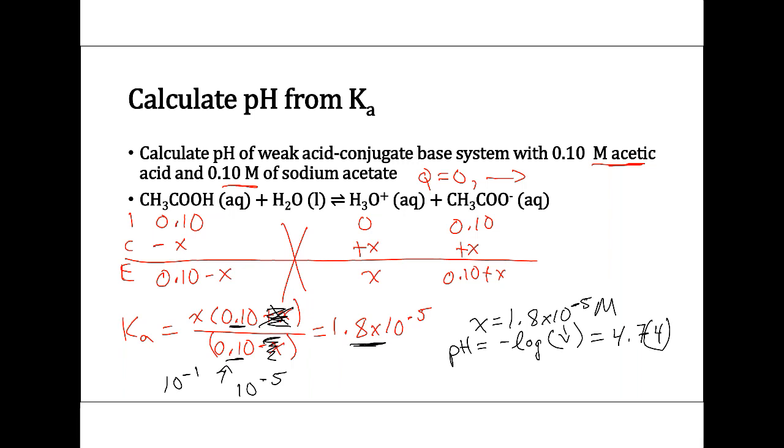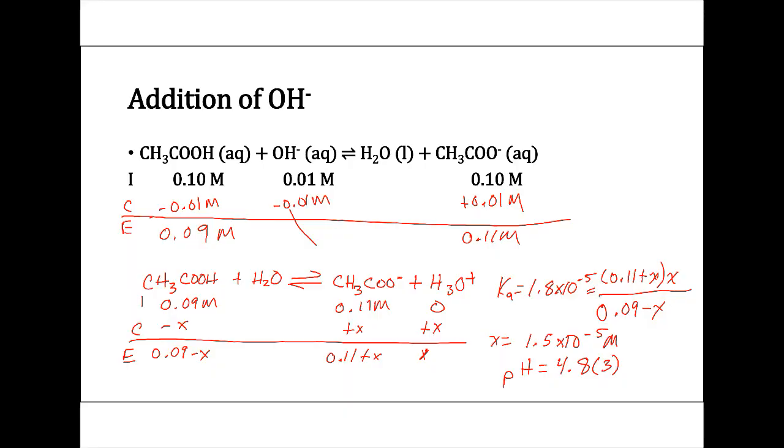Well, what's special about this conjugate acid-base system? If you have equal concentrations of your acid and your base, remember that x equals your Ka. So that means that pH equals your pKa whenever these two concentrations are equal, of your acid and your conjugate base.